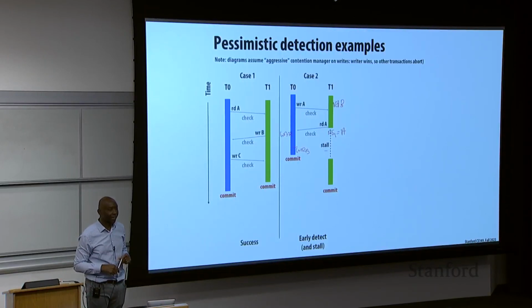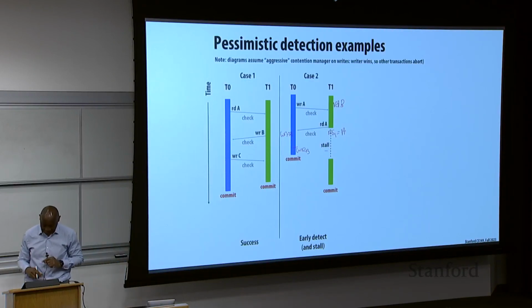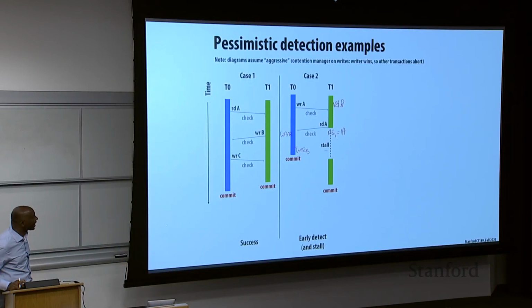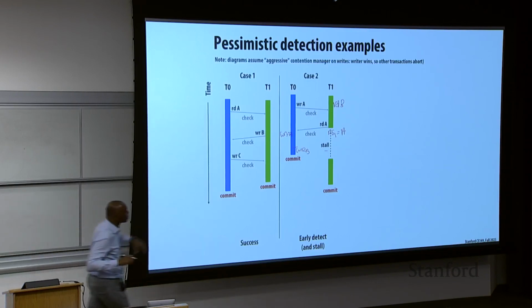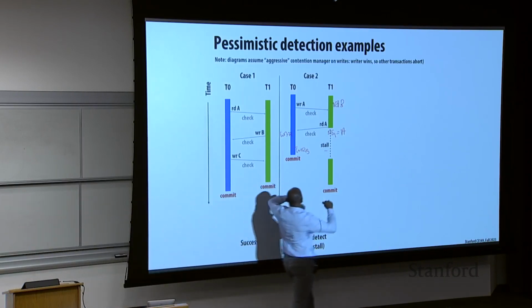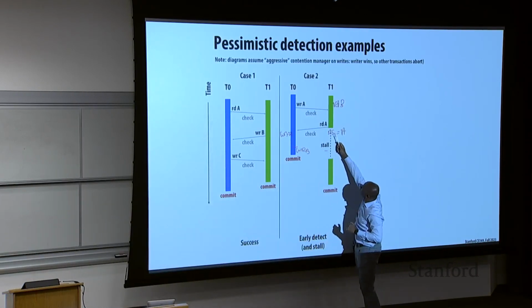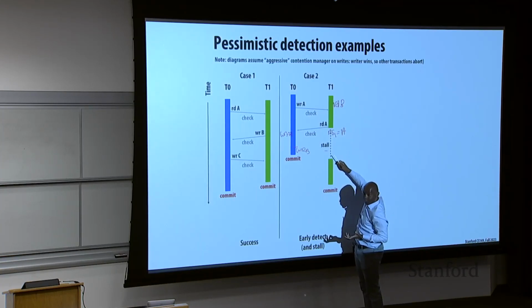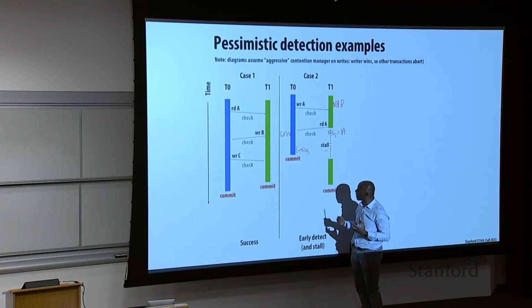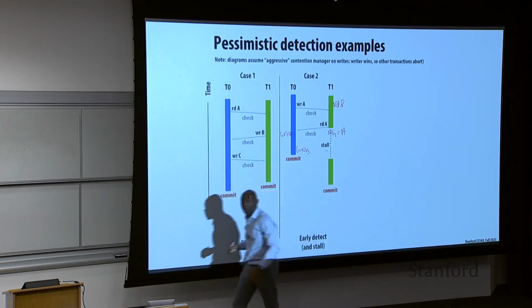Some of this can get tricky. It's going to get slightly trickier, but not much more. All right. So in this case, we do an early detect. Instead of throwing away the work that we've executed in the transaction so far, we stall and hope for the best. And we wait for transaction 0 to commit, and then we can commence executing transaction 1.